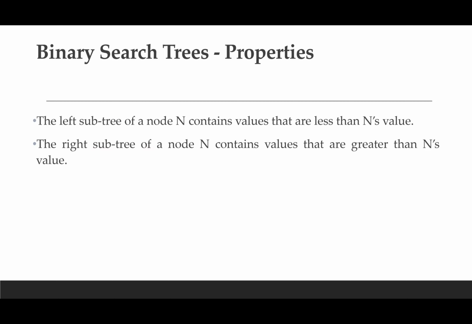So the properties of a binary search tree are: the left subtree of a node n contains values that are less than the value of n, and the right subtree of the node n contains values that are greater than the value of n. Both the left and right binary trees also satisfy these properties, and thus it is called a binary search tree.